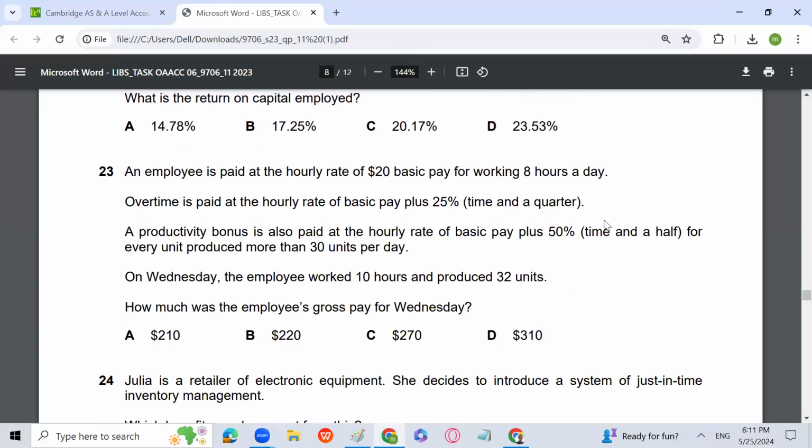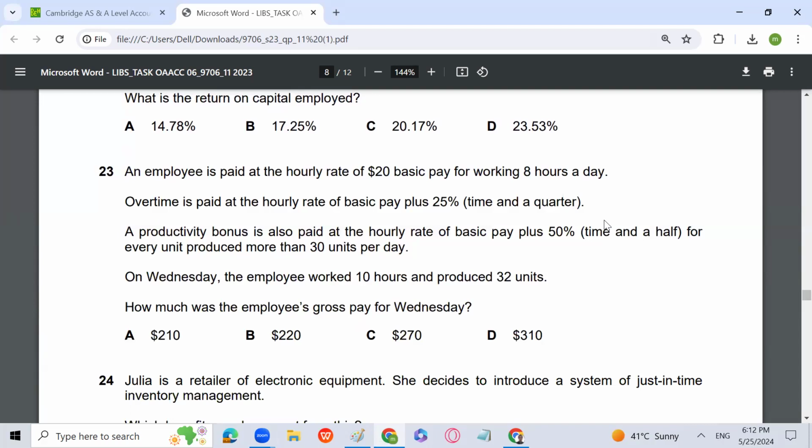An employee is paid at the hourly rate of $20 basic pay for working 8 hours a day. So you are getting $20 basic pay for working 8 hours a day. Overtime is paid at the hourly rate of basic pay plus 25%. So 20 plus 25% means time and a quarter. So time and a quarter means what? 5. So it will become 25. So 25 will be paid.